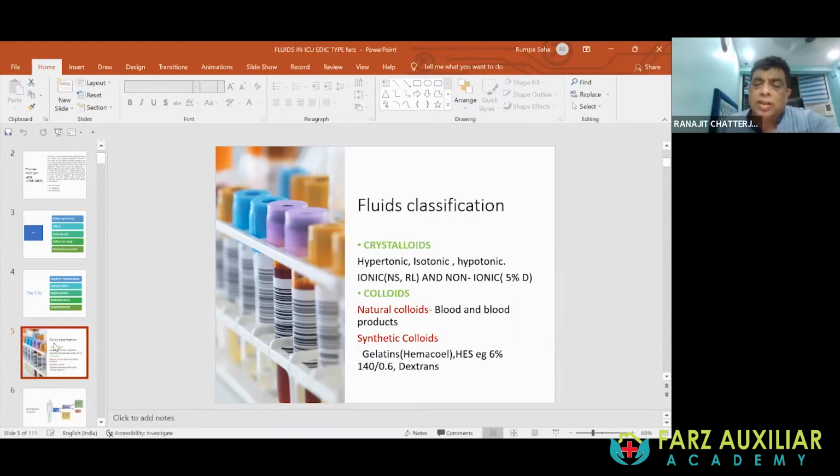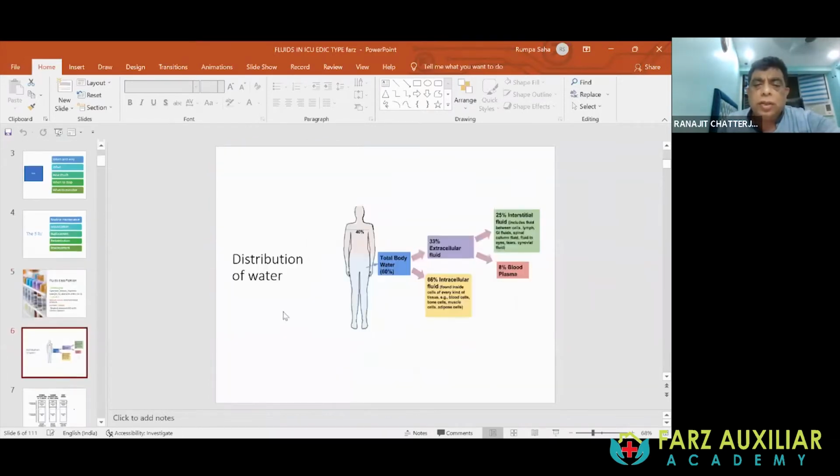Colloids may be natural or synthetic. We know about all these things. There was a lot of controversy with colloids. And we come to the distribution of water. We find total body water is 60% for males, 50% for females, 33% is extracellular, and 66% is intracellular fluid. Of the 33%, 25% is interstitial, and 8% is blood and plasma. We all know about this.